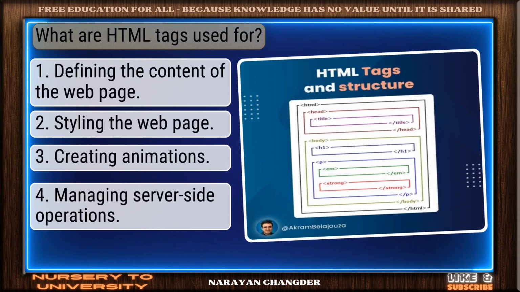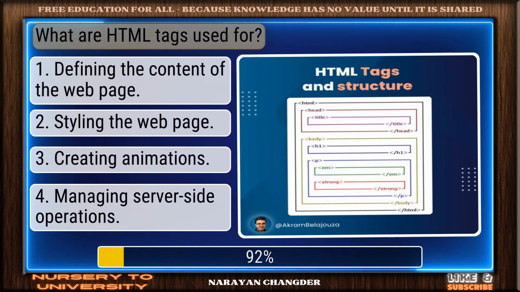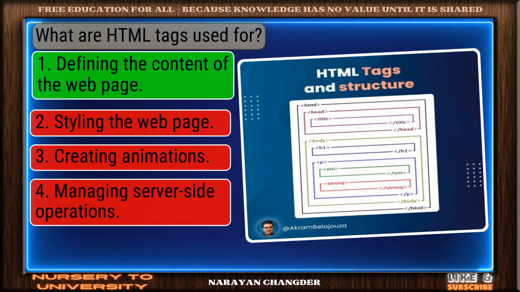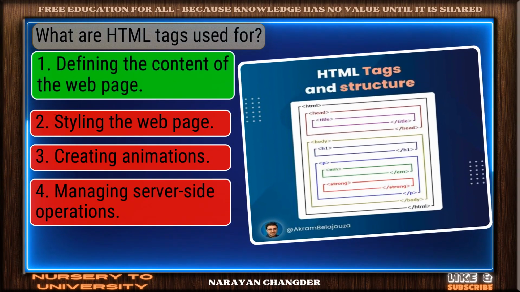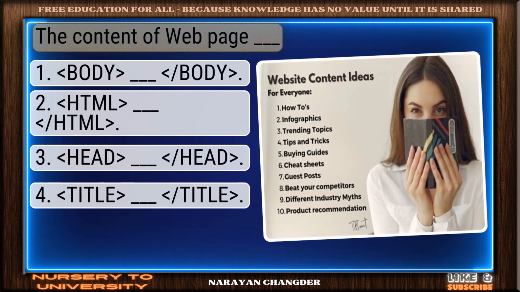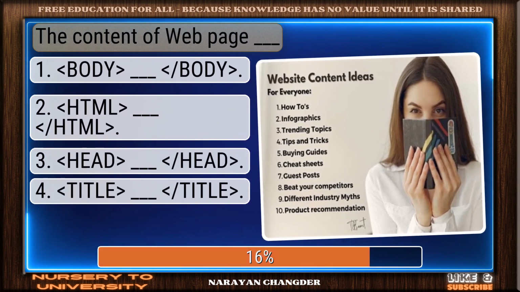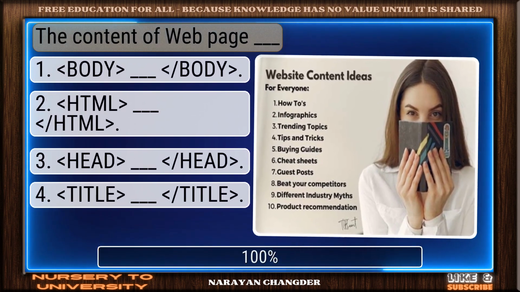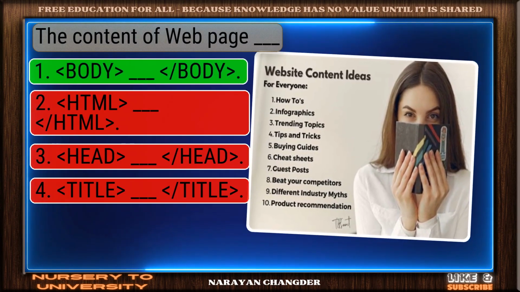Question number 21. What are HTML tags used for? You chose defining the content of the web page, and it is correct. Question number 22. The content of a web page is in the tag. Nicely done. Body, slash body is a solid answer.